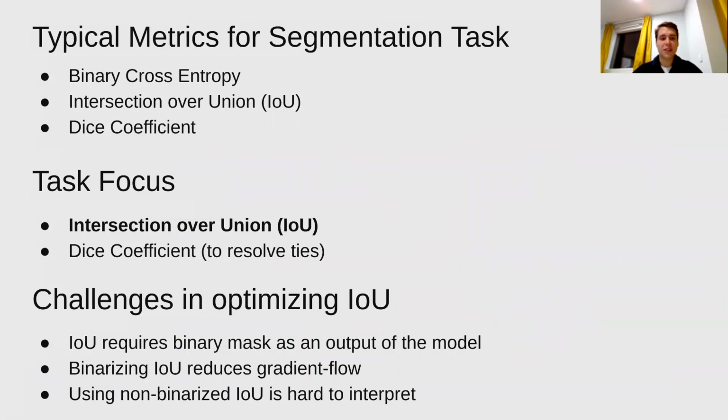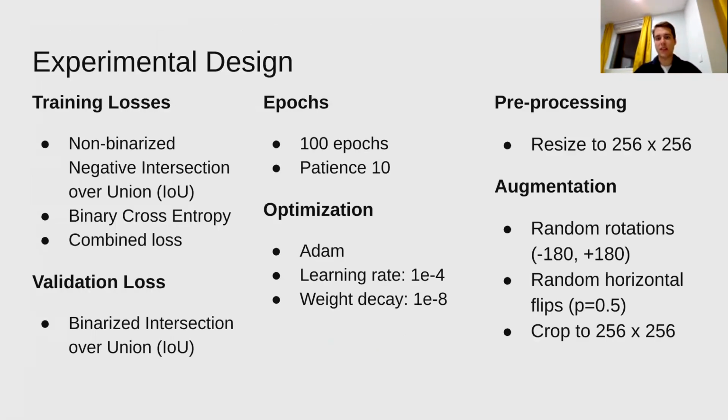The task focuses on two metrics, intersection over union loss, and it uses the dice coefficient to resolve ties. These are two of the common losses used for segmentation tasks. The challenges in optimizing intersection over union include that intersection over union requires binary masks as an output of the model. Binarizing IoU in turn reduces the gradient flow, which is inadvisable for training, while using non-binarized intersection over union is hard to interpret and hard to compare with the other one.